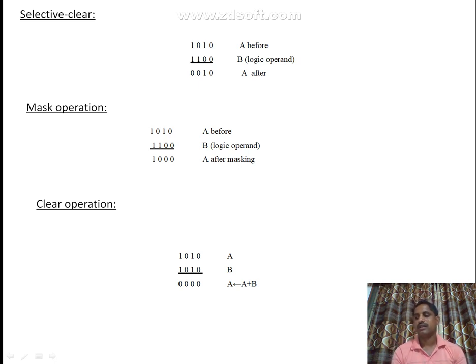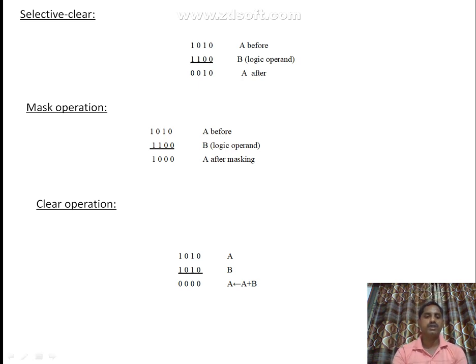The clear operation compares the words A and B and produces all zeros as the result if the two numbers are equal. When A and B are equal, the two corresponding bits are either both 0 or both 1. In either case, the exclusive-OR operation produces 0. All zeros result, which determines that the two numbers are equal.